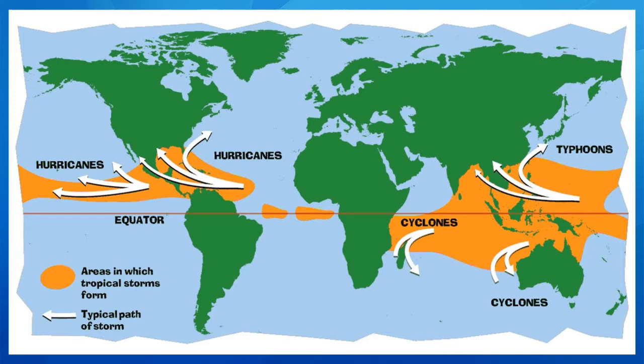You'll also keep note of what I said earlier on, that the names change depending on where they are. Hurricanes in the northern hemisphere near America, cyclones near Africa and Australia in the southern hemisphere, and typhoons near Asia. Same thing, it's just where they develop that they get a different name.